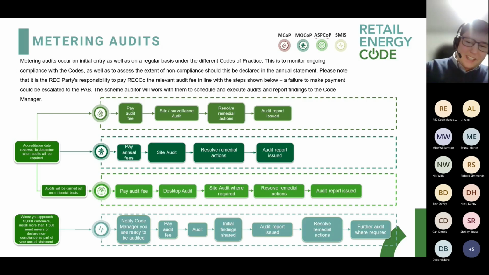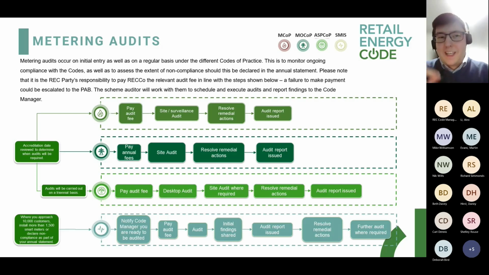So we'll go in the same order that we just went in. We'll start with the top one, which is MCOP, where essentially you'll pay the audit fee. Then Wilcock will undertake both the office and the site audit. So for the MCOP MI, for the meter installer side, you'll have your market entry audit. You'll have a follow-up audit 1 year after that. Then you'll have a further audit every 3 years, just to ensure that you're continuing to operate in compliance.